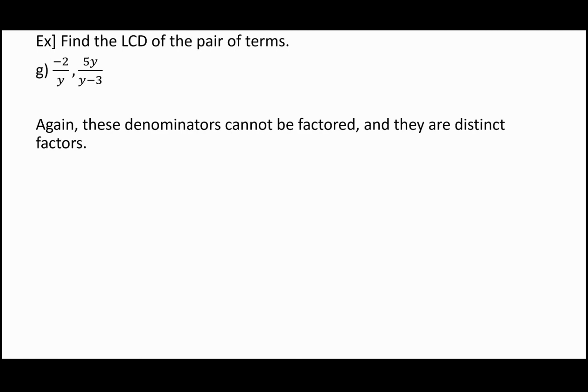Okay, now one more, or I'm not sure how many examples we have here. I'm not actually looking at the lecture notes. So here's another one. And notice, again, these denominators cannot be factored, the y and the y minus 3. That's as simplified as they get. And they are, again, distinct factors. One of them's a binomial, the other one's a monomial. So just multiply them together to get their LCD, okay? Let's have a little more complicated example here.